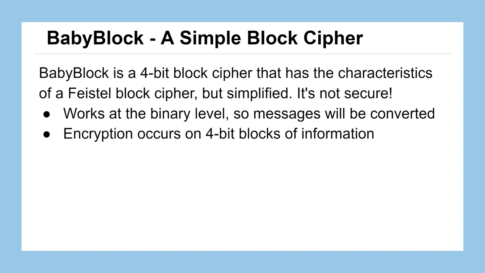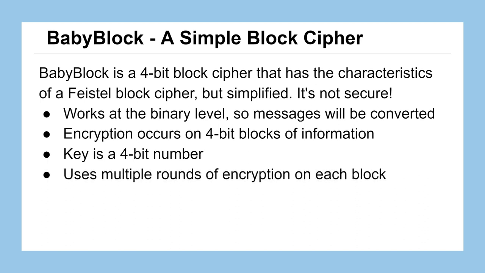As I mentioned, the encryption occurs on 4-bit blocks, so that's the size of the blocks. Our key is also a 4-bit number. Now, we'll see in future block ciphers, the key does not have to be the same number of bits as the block, but in this case it is. And it will use multiple rounds of encryption on each block to create the ciphertext block. That's, again, pretty common for a Feistel cipher.